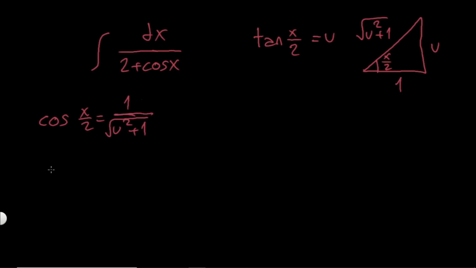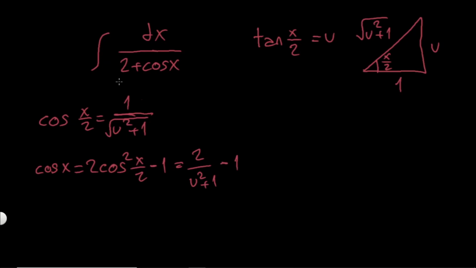To find cosine x, we need to know the double angle formula. It's going to be 2 cosine squared x over 2 minus 1. You need to know trigonometry well. Therefore, we can just substitute it in. It's going to be 2 times this thing squared, so 2 over u squared plus 1, minus 1.